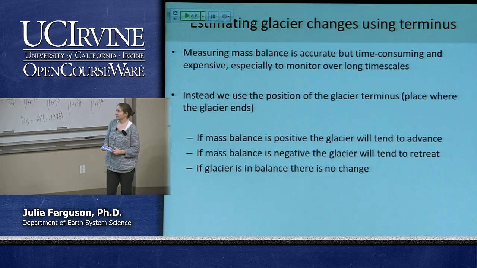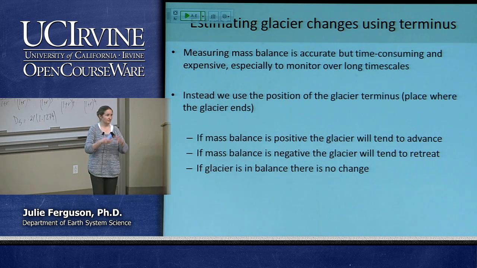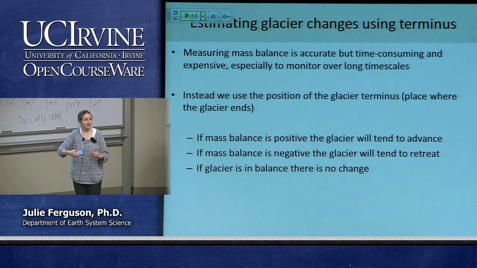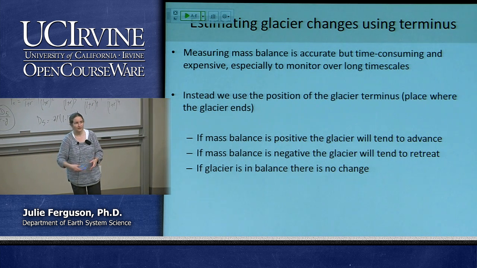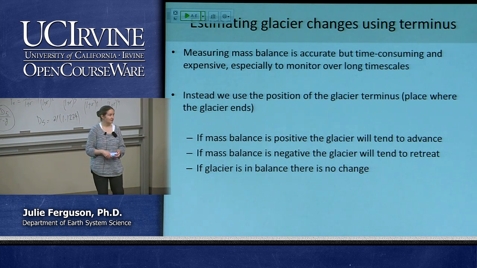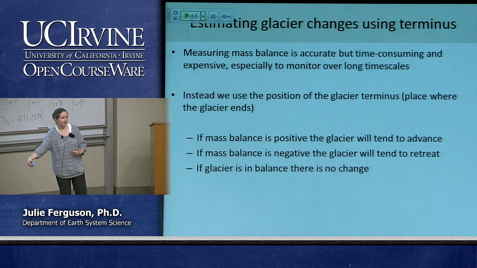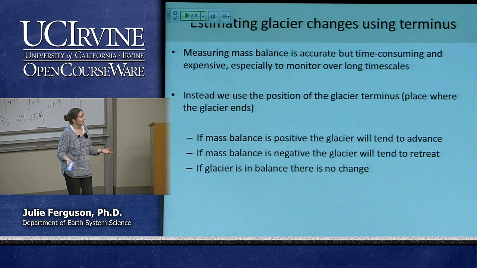And so what we can say is that if our mass balance is positive, if our ice mass is growing, then what tends to happen is that the front of that ice, where that glacier ends, tends to move down the mountain a bit. It moves further away. Okay? If our mass balance is negative, if we're overall losing ice, then the end of that glacier tends to retreat up the mountain. And if there's balance, then there should be no change.